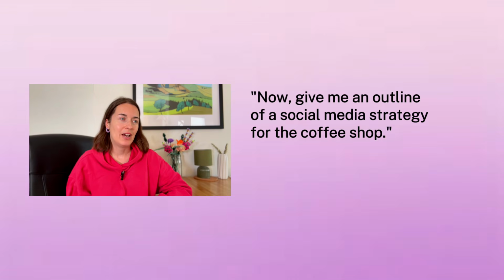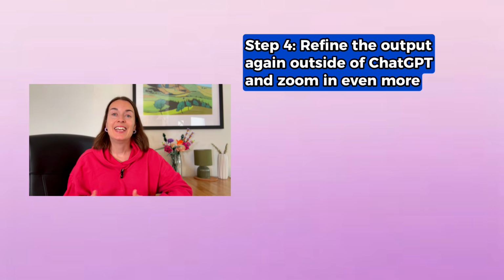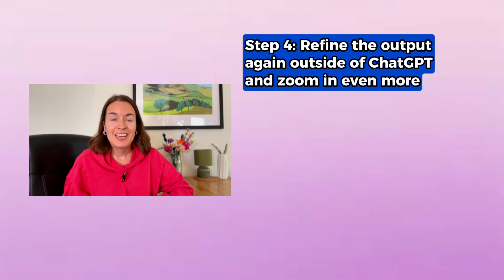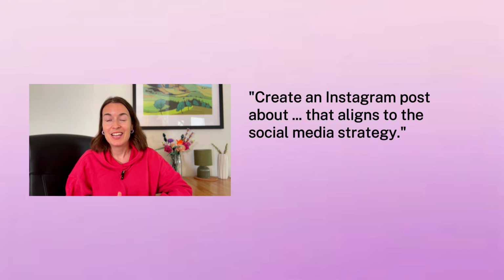So you can say something like, now give me an outline of a social media strategy for the coffee shop. Then you run that through ChatGPT and again you refine the output that you get. So you can zoom in a lot more. For example, you can ask it to create specific Instagram posts that align to the social media strategy.